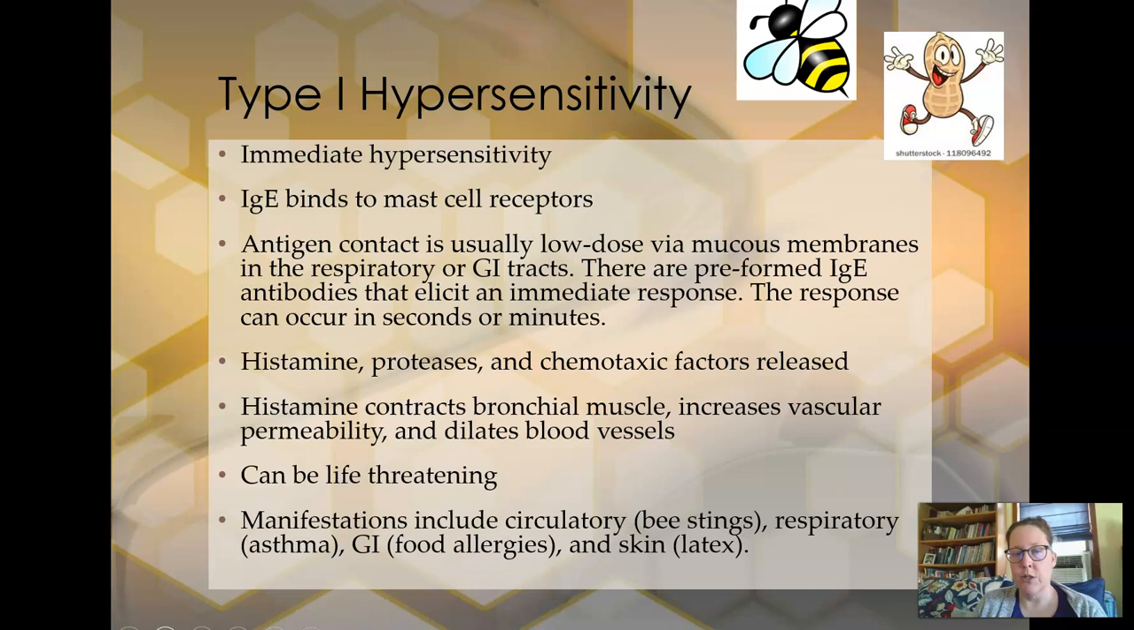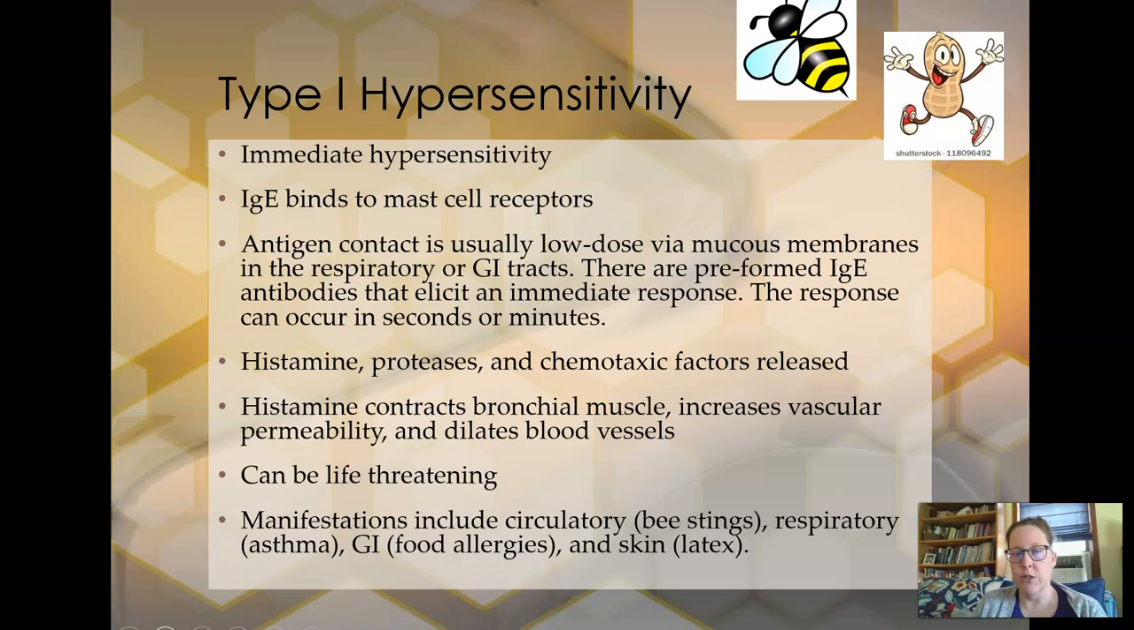And then the second time you're stung, that IgE is triggered and a bunch of IgE is produced because the antigen is now present. All that IgE bound to the antigen, the bee venom, will bind to your mast cells. And the mast cells will then release histamines, proteases, and other chemotactic factors, and you will have all the allergic reaction symptoms.